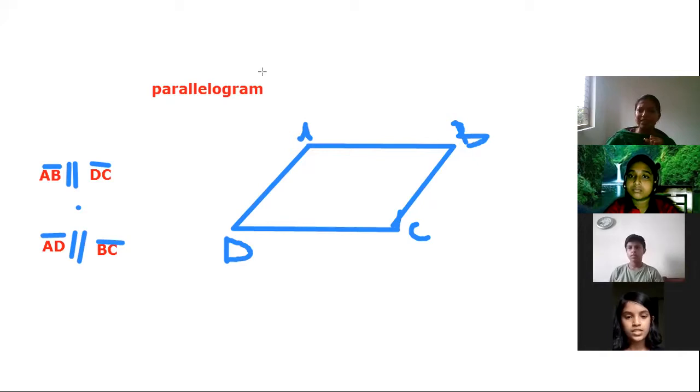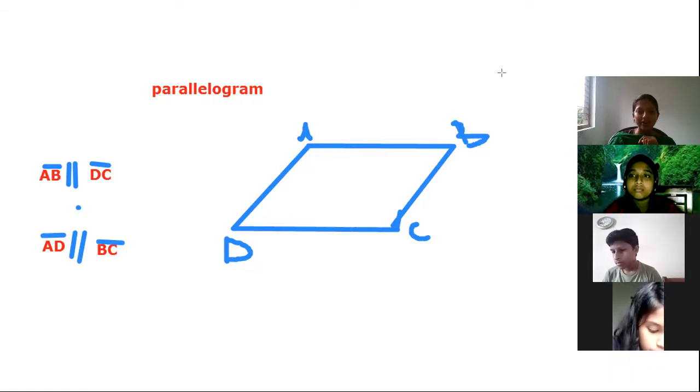This is a simple representation of lines and their parallels. Then you can see in your page number 47, there is a definition for parallelogram. What's the definition for parallelogram? A parallelogram is a quadrilateral whose opposite sides are parallel.